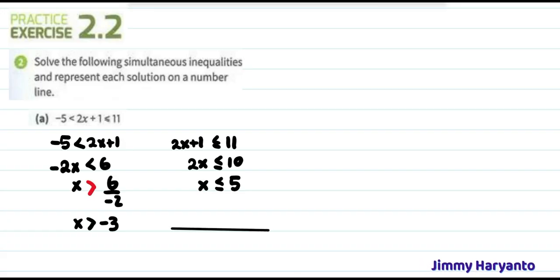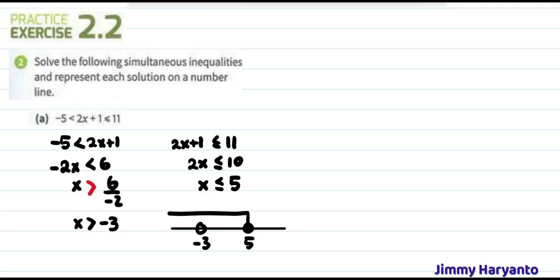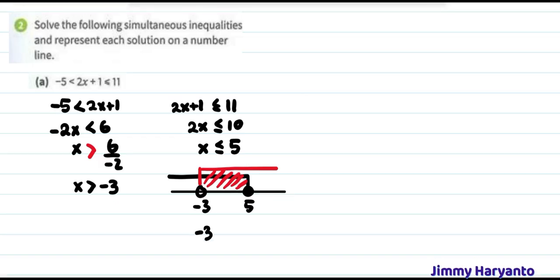The number line will be like this. This one is negative 3, this one is 5. 5 goes to the left, negative 3 goes to the right. That means this is the overlap area, and that also means negative 3 less than x less than or equal to 5 is the final answer.